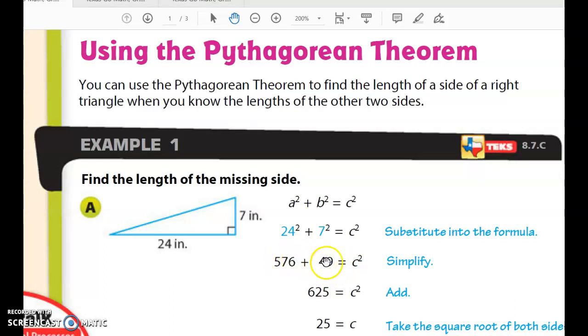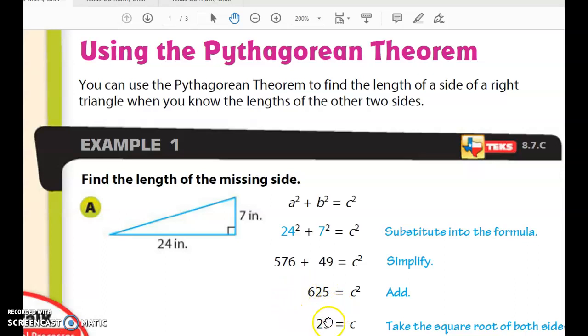Now, once I simplify and add these together, that's going to give me my value of C, or C squared, I should say, which is 625. Keep in mind that some value of C times some value of C, also known as C squared, is going to give me 625. So I'm going to put that into my calculator and take the square root, because that's the inverse. The square root of 625 is 25. So if I multiply 25 times 25, or 25 squared, that's going to give me 625.